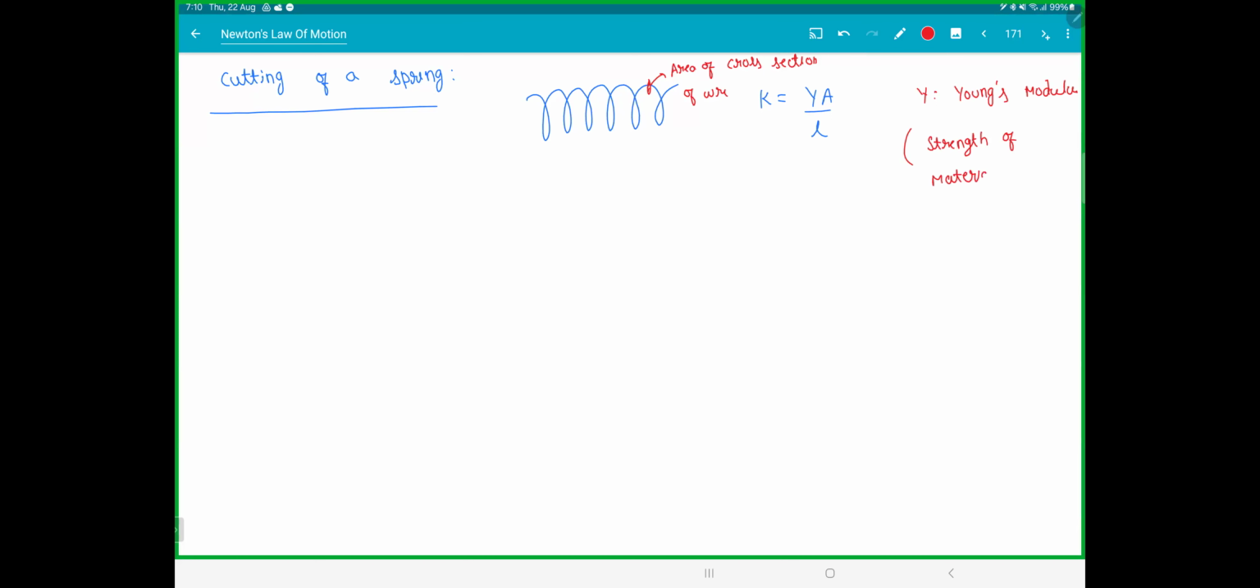For example, if you make a spring with a steel wire versus a copper wire, the Y of steel is more than copper. Or let's say a plastic spring is even weaker. Plastic is much weaker. Now, when you cut a spring, what remains constant? Y won't change, right? When you cut it, the material won't change. And when you cut it, the area won't change.